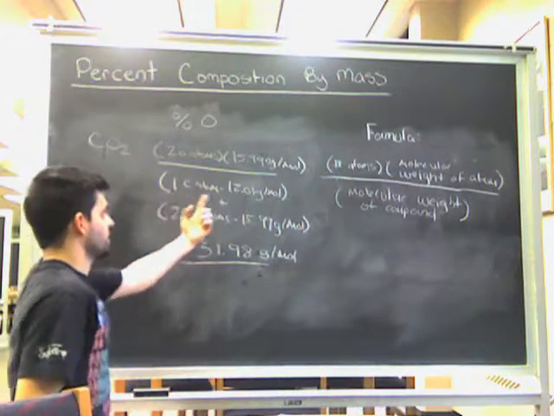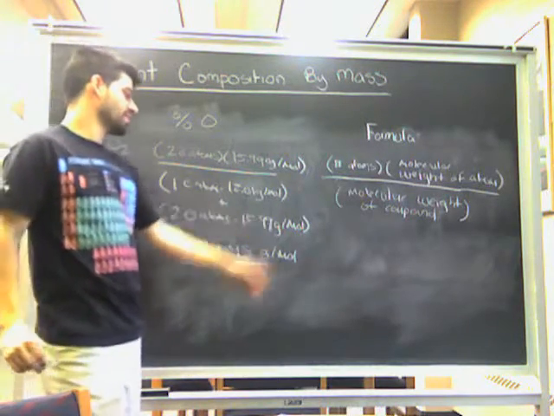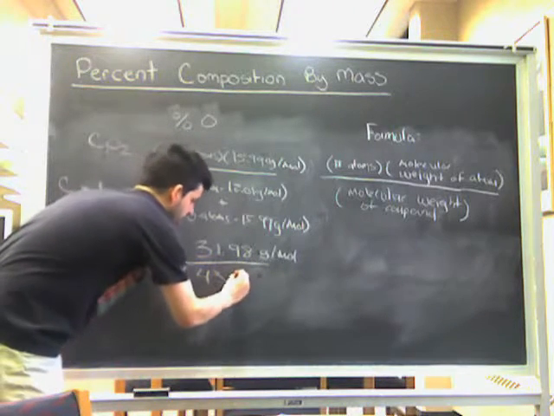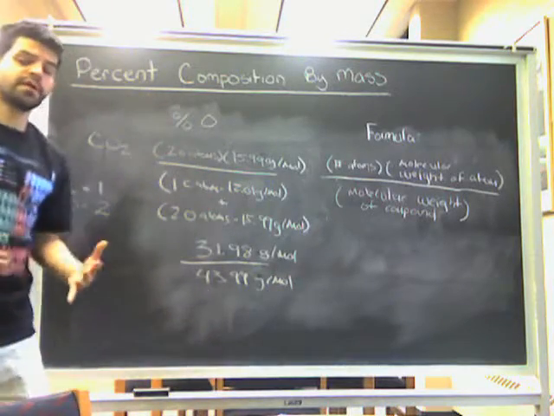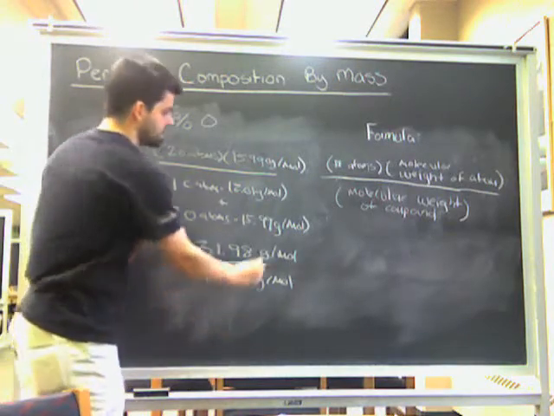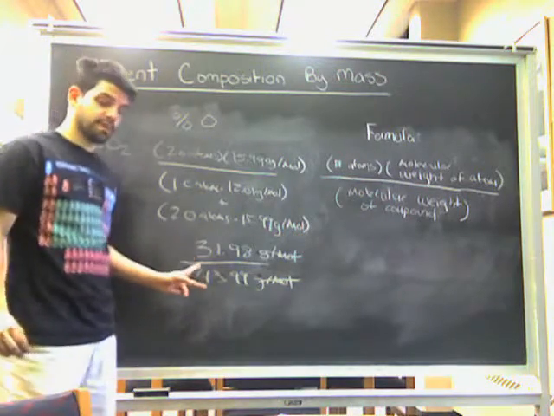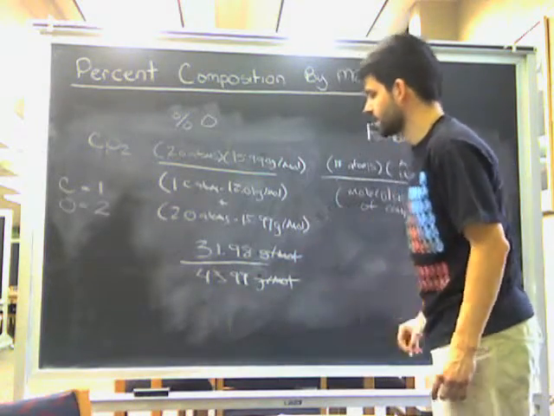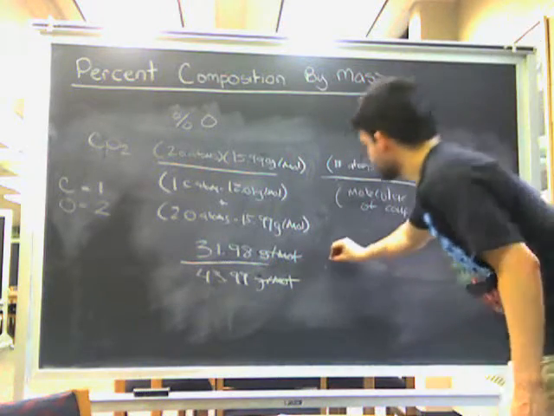all over 1 times 12.01 plus 2 times 15.99, which is 43.99 grams per mole. Now this is why I was mentioning how it's very beneficial to always keep your units. Notice how these two units cancel. That is a very good way of determining that we're on the right track, because what's going to happen is we're going to get a decimal here of 0.7269.